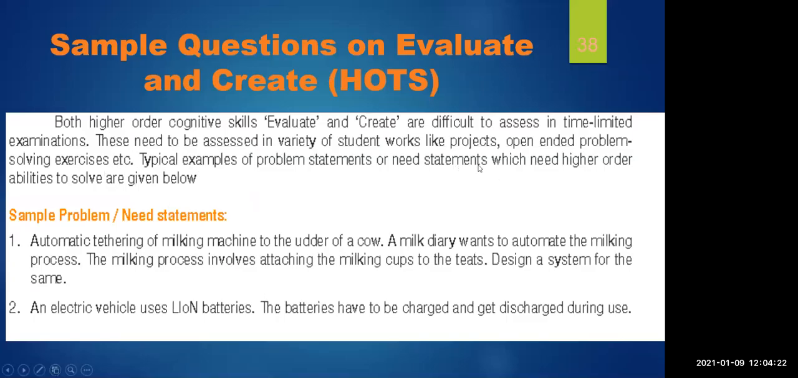For example, this can be assessed only by projects. Open-ended problems, open book tests we can give them, solving exercises, right? Ask them to refer to journals and produce review papers. All those things are related to evaluate and create knowledge. These are called higher order level thinking levels. So unless students are very strong and very intelligent, this level cannot really be tested.